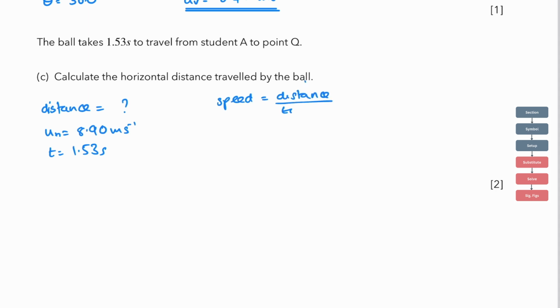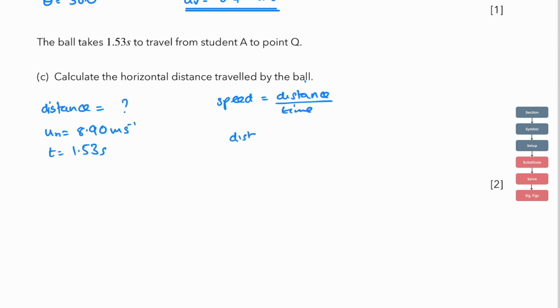Why do we use speed equals distance over time instead of the Suvat equations? Well, this is the horizontal component of the velocity of the ball. The horizontal component does not change. It's a constant speed, so we can't use the Suvat equations. There's no acceleration there. So we're using speed equals distance over time.